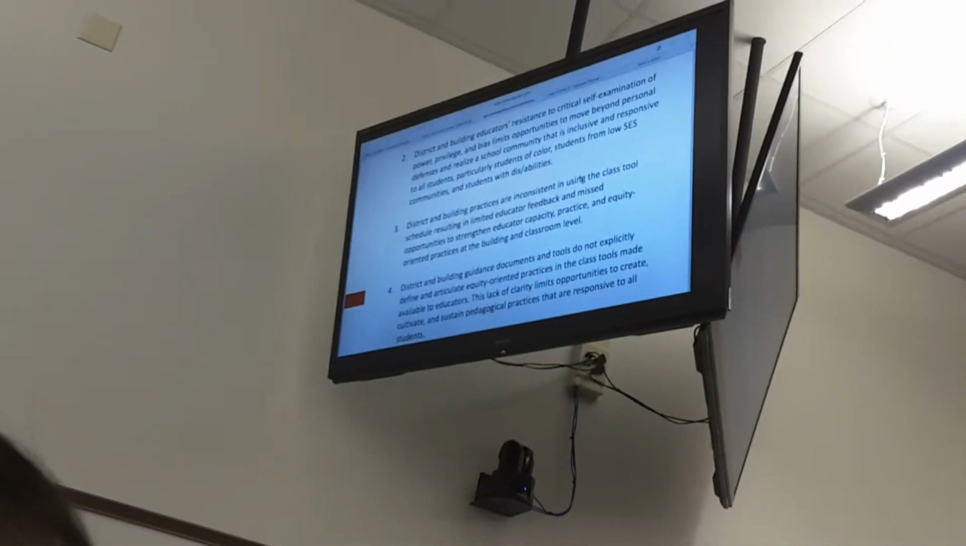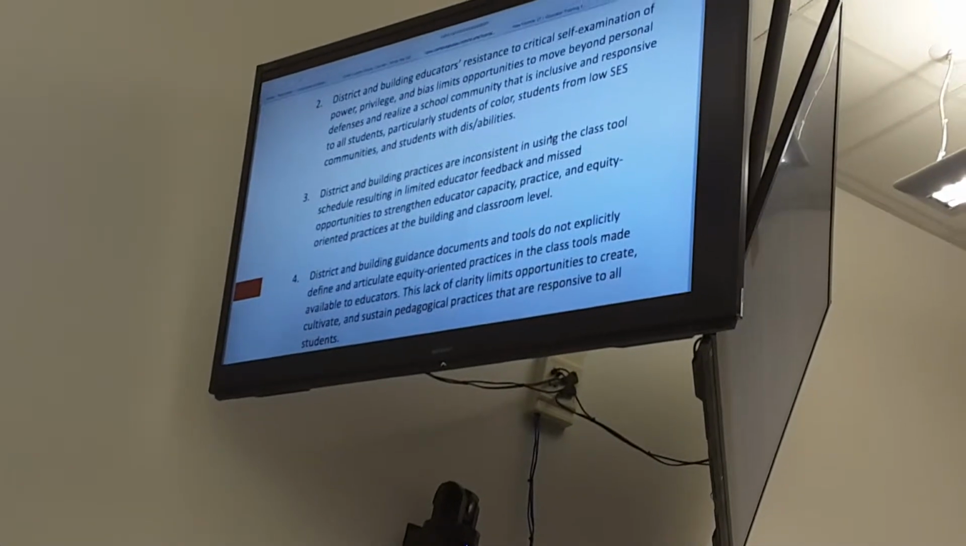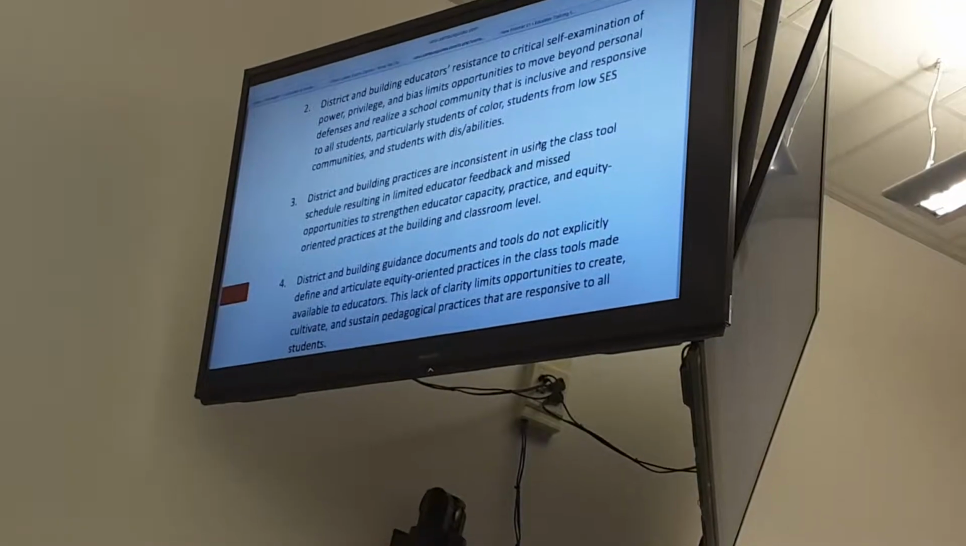The next one talks about some of the work that we need to do around our equity training with our staff to examine power, privilege, bias, limits, to move beyond our personal defensiveness and get to the point where we are inclusive and responsive to all of our students.